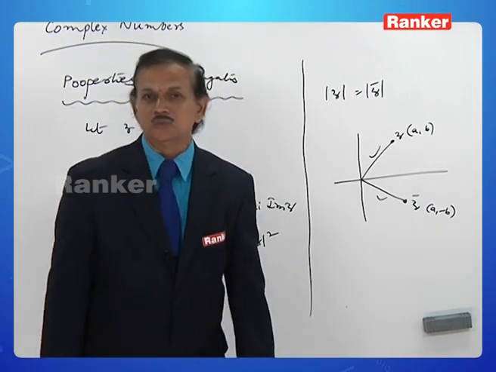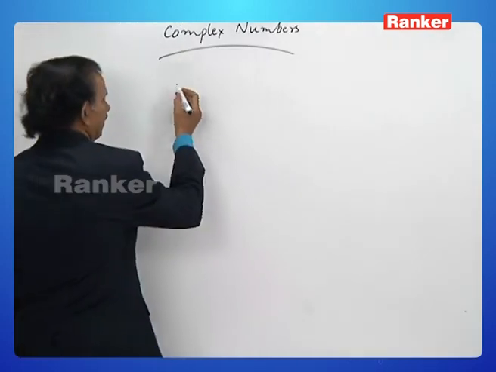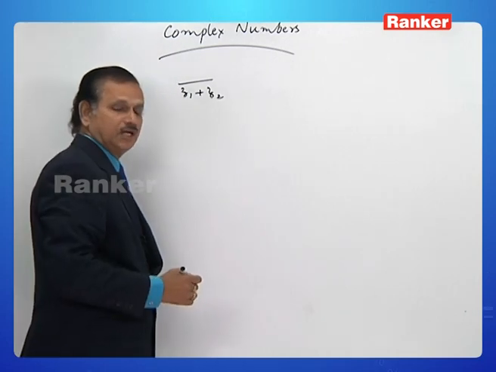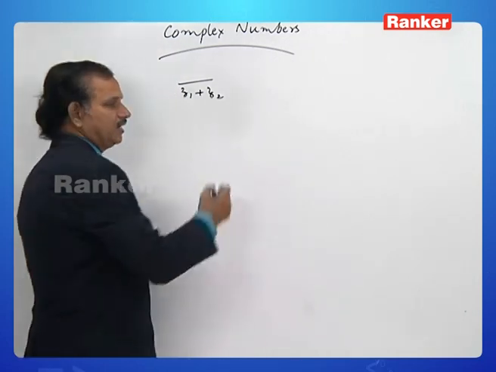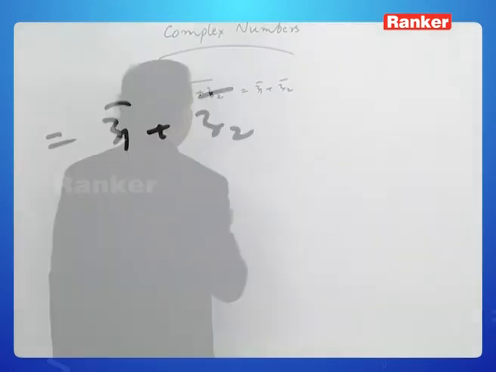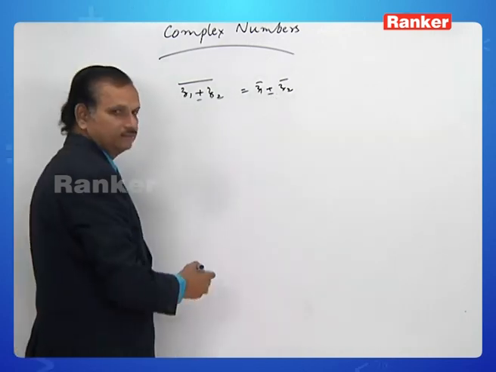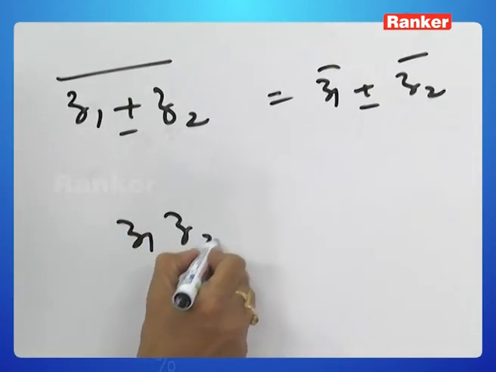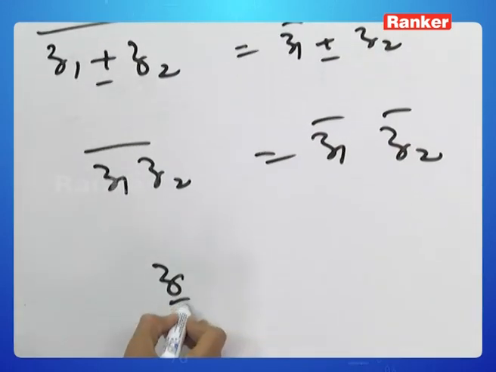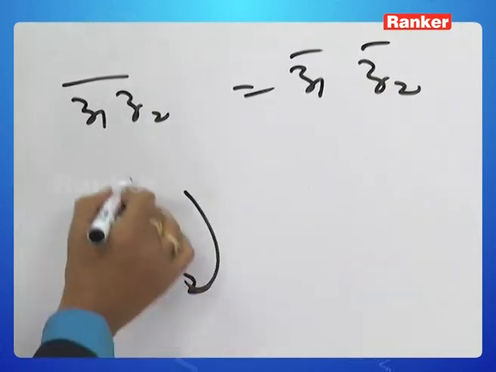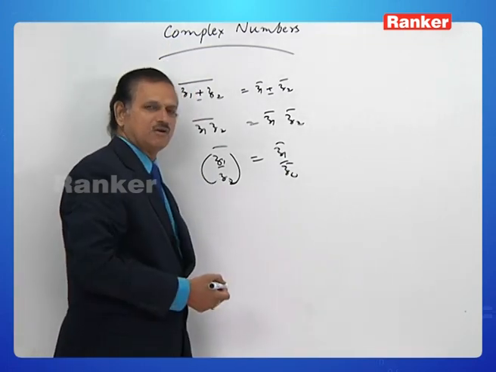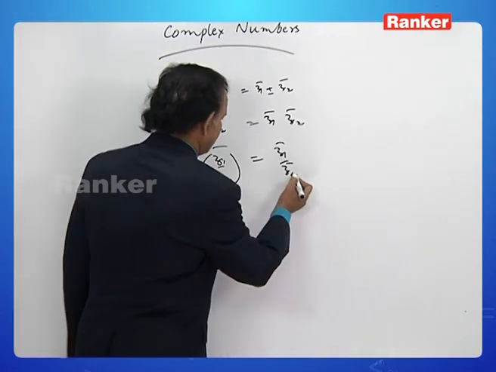Now let us go through some more properties. Z1 and Z2 are any two complex numbers. Then (Z1 plus Z2) whole bar is equal to Z1 bar plus Z2 bar. Even with the minus sign. (Z1 Z2) bar is equal to Z1 bar into Z2 bar. (Z1 by Z2) bar is equal to Z1 bar by Z2 bar, provided Z2 is a non-zero complex number.